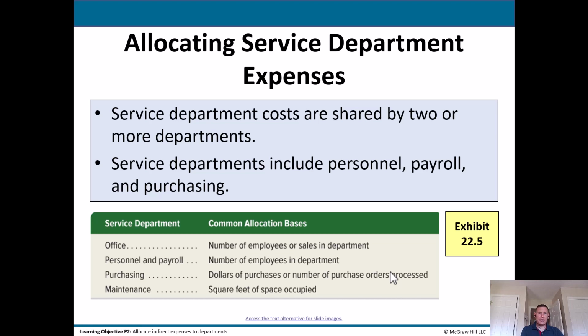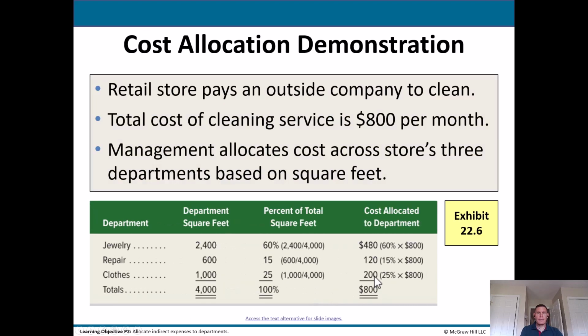And then what about allocating service department expenses? Service department costs are shared by two or more departments. Service departments could include things like personnel, payroll, purchasing. That's obviously not an exhaustive list; there could be more. So what might be some common allocation bases for service departments? If we're looking at the office, then perhaps the number of employees or sales in the department. For personnel and payroll, the number of employees in the department. For purchasing, the dollars of purchases or number of POs, or purchase orders, processed. And for maintenance, square feet of space occupied.